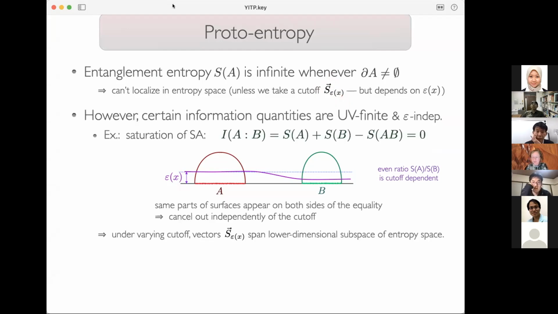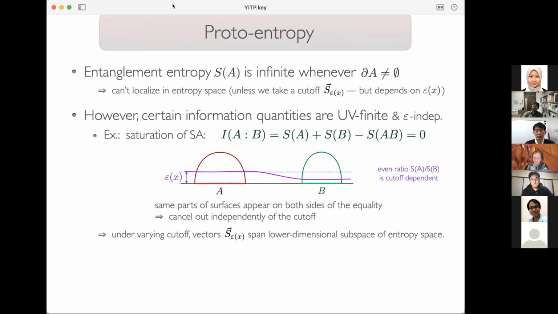Well, the observation is that there are nevertheless information quantities which are cutoff independent. One example of that is the mutual information. If we have these systems decorrelated so that mutual information is vanishing, then it doesn't matter what sort of cutoff we take, because after all, S of A is computed by whatever this part of the surface is, S of B by this part of the surface, but S of AB is computed by this plus this. And so no matter what cutoff we take, those pieces just cancel identically.